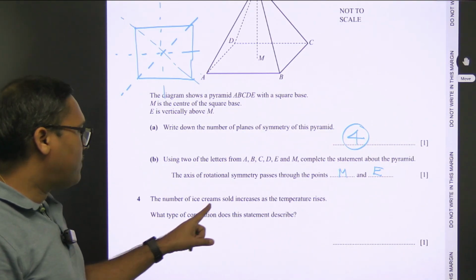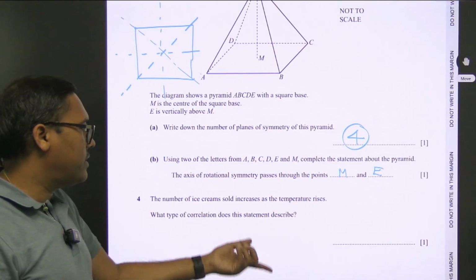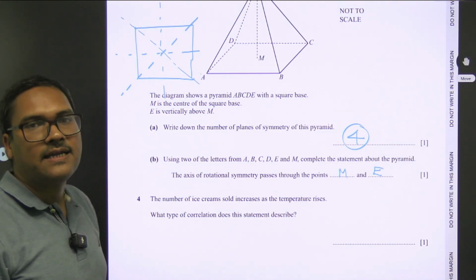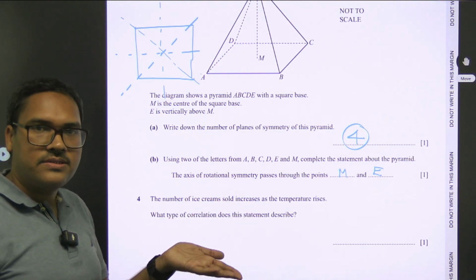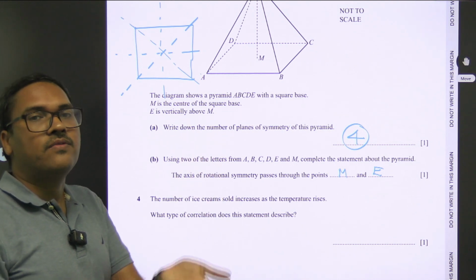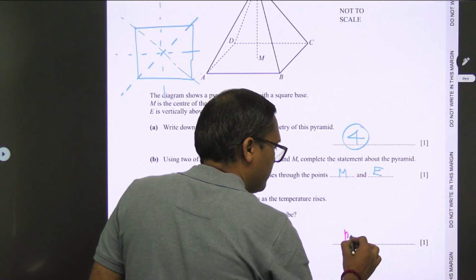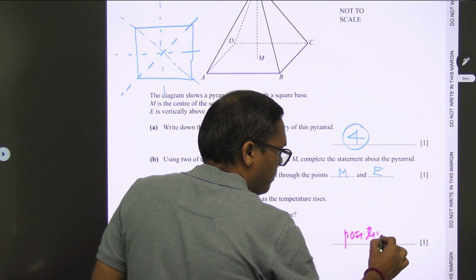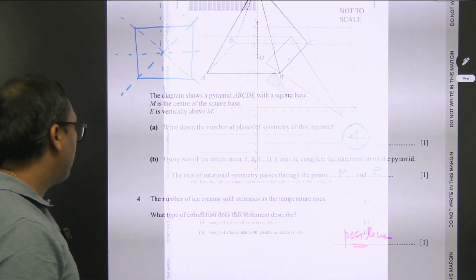Next, the number of ice creams sold increases as the temperature rises. What type of correlation does this statement describe? If the number of ice creams sold is increasing as the temperature is rising, that is a positive correlation, because as you are increasing the temperature, the number of ice creams sold is increasing. So what is this relation called? This is a positive correlation. That is the answer for this question. So now let's move to the next one.